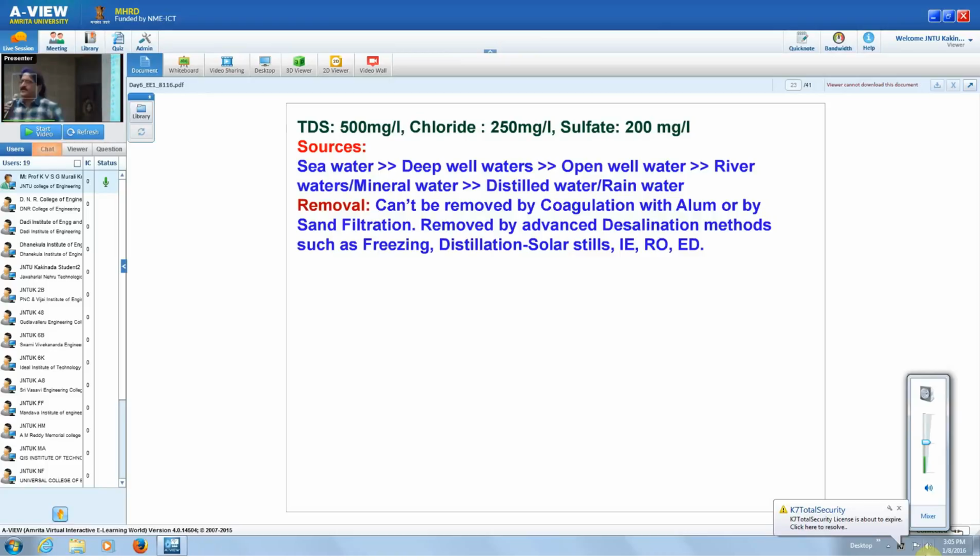Boilers use only that. If it is for cooling purposes, any water can be used, even seawater. Because in cooling, is the water appearing in the product? A pipe is carrying hot gases and the temperature has to be decreased.